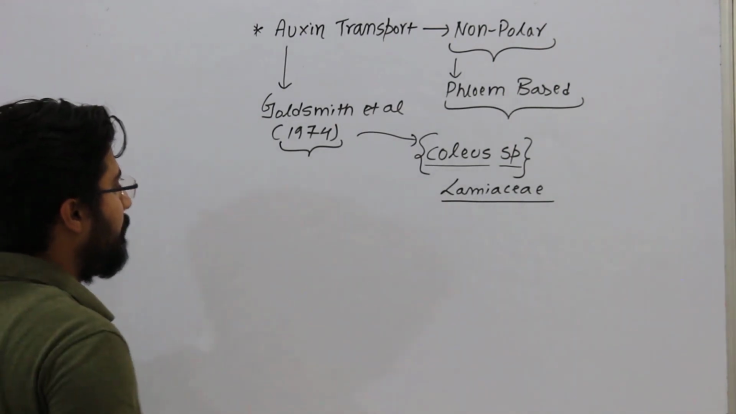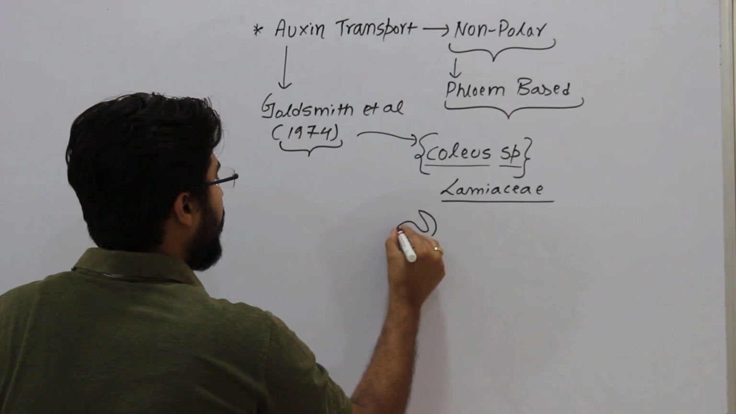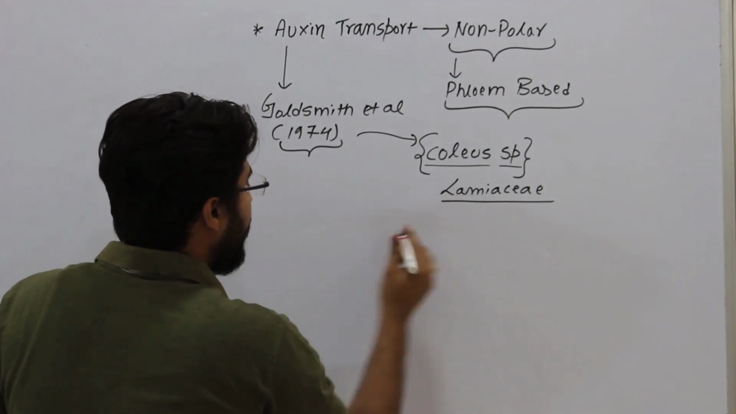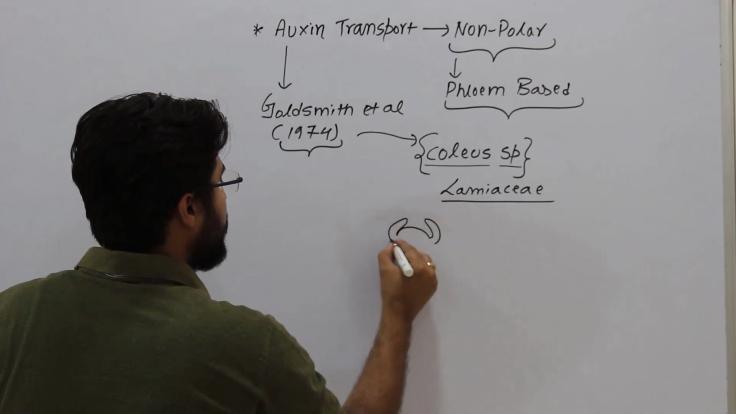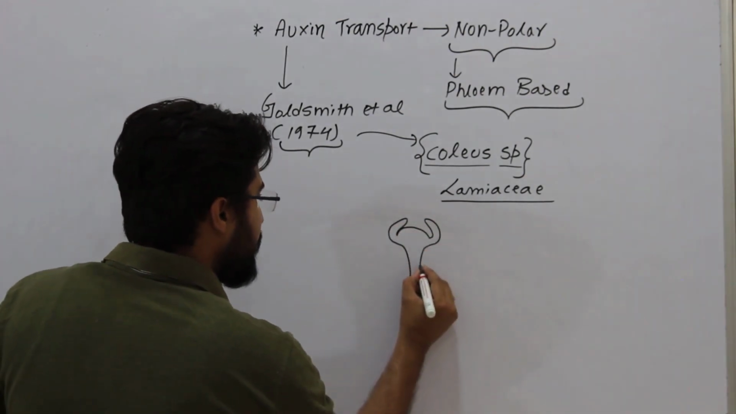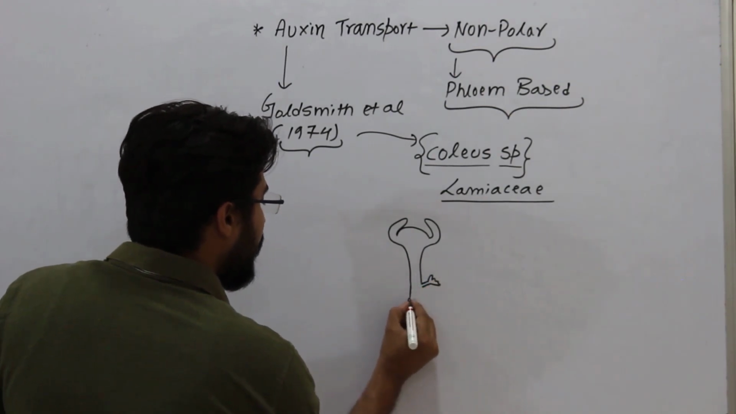Right, now let's come to their experiment. What was their major experiment? We have to understand that now. They took a particular plant system. What I am indicating here is that we have the SAM system, and a few lateral buds over here like this.